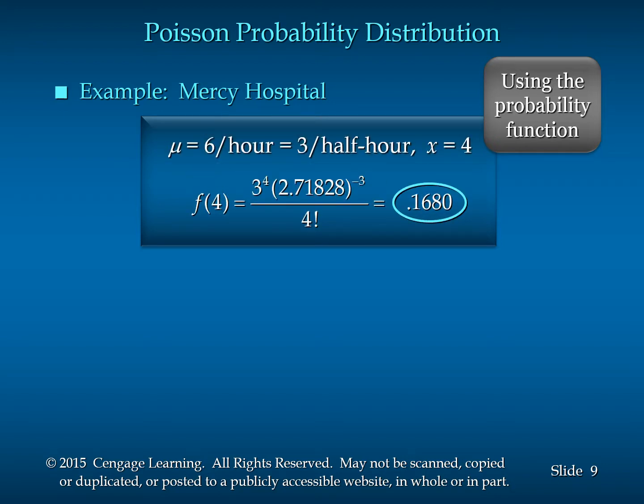So our original mean of 6 per hour becomes 3 per half hour. So now we want to know what is the probability of 4 arrivals in a half an hour. Using the formula, we come up with the answer of 0.168.